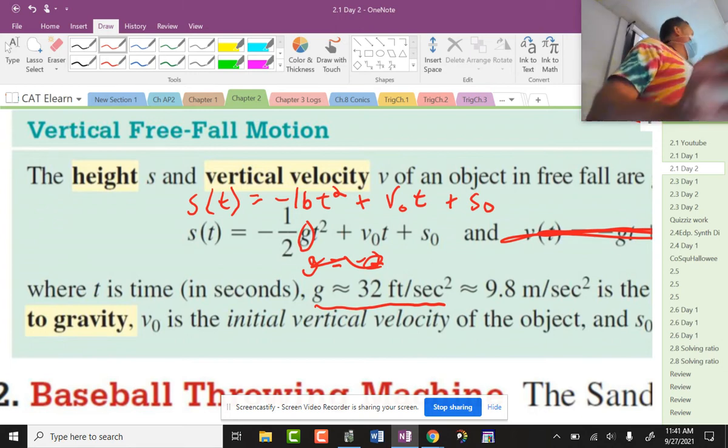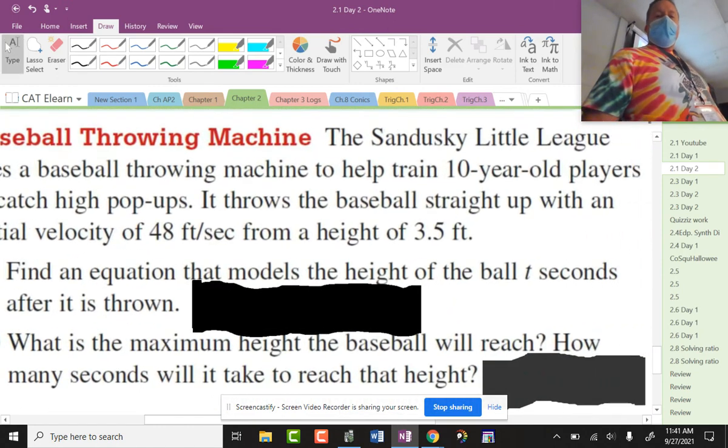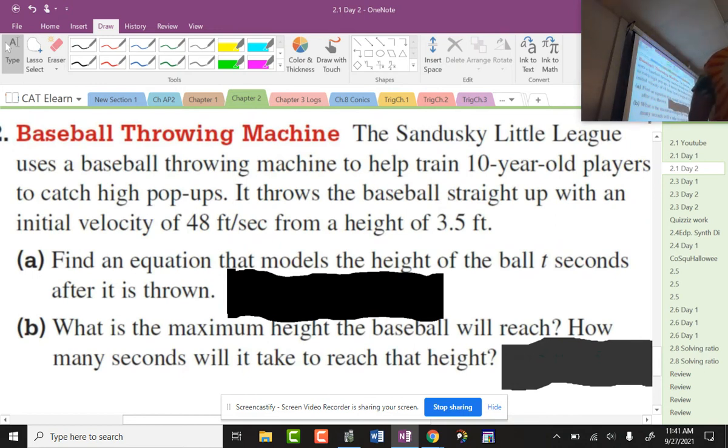And yes, you're going to have to know this. And yes, you did do this before. Okay, so you will be responsible for plugging in the numbers in the proper spot.